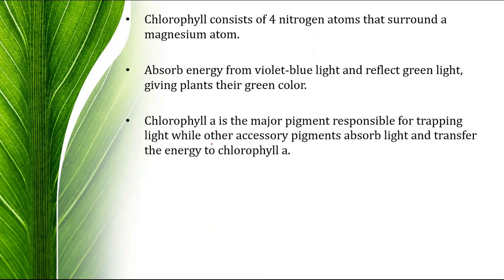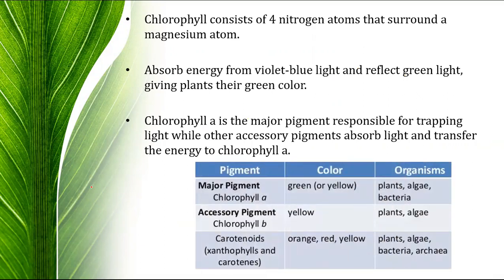Chlorophyll A is the major pigment, and it is responsible for the trapping of light, while others like chlorophyll B, xanthophyll, and carotene are accessory pigments. They also absorb, but they do not convert. They transfer the energy to chlorophyll A. That's why chlorophyll A is the major pigment, and its color is green or yellow, and it is found in plants, algae, and bacteria, while chlorophyll B, carotenoids, and xanthophylls are accessory pigments. Chlorophyll B is yellow in color and is found in plants and algae, while carotenoids are found in plants, algae, bacteria, and archaebacteria also.